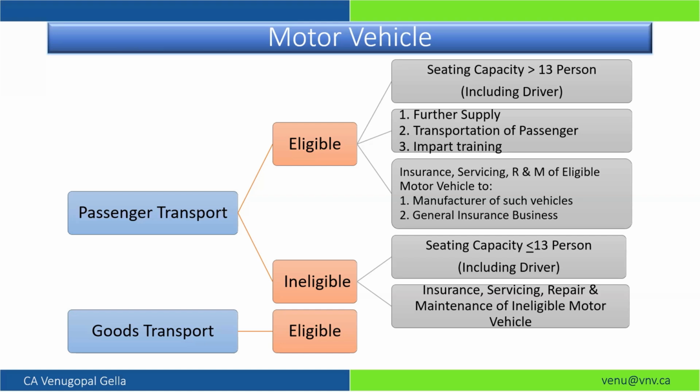Now for the motor vehicle which you are procuring, for day-to-day running you will be incurring repairs and maintenance services, and you will also get the vehicle insured. So related expenses in relation to the motor vehicle are also disallowed. But if you fall into the eligibility criteria, then even the related expenses will be eligible for ITC. But if you fall into the ineligible criteria, then the related expenses in relation to the motor vehicle will be disallowed.